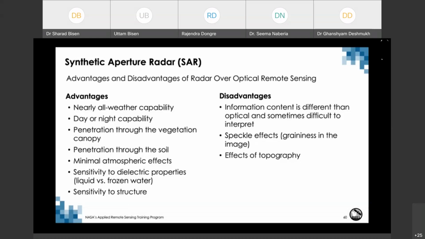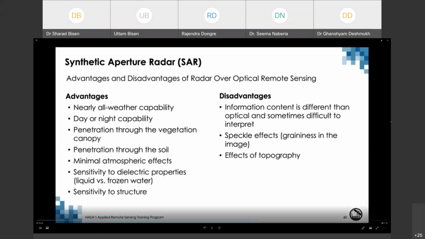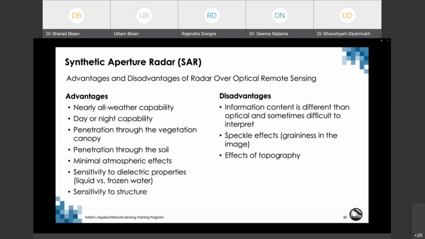SAR has a nearly all-weather capability and can be imaged day or night. Different microwave frequencies can penetrate through the vegetation canopy and through the soil. There are minimal atmospheric effects to SAR data. And SAR data is sensitive to dielectric properties, which are liquid versus frozen water in the substrate, as well as soil structure. Some of the disadvantages are the information content is different than optical data and sometimes difficult to interpret. There are speckle effects to contend with, as well as challenges with effects of topography, depending on your study area.